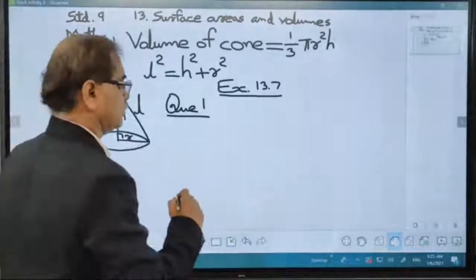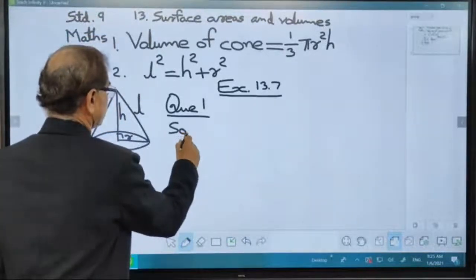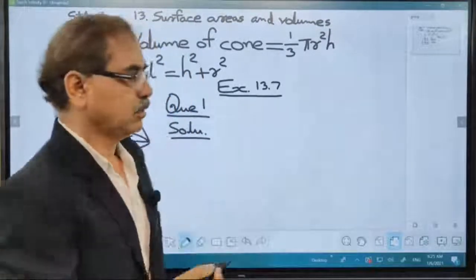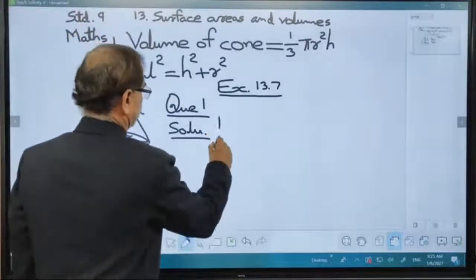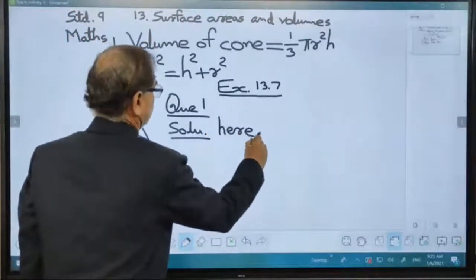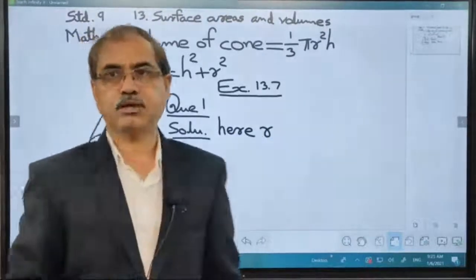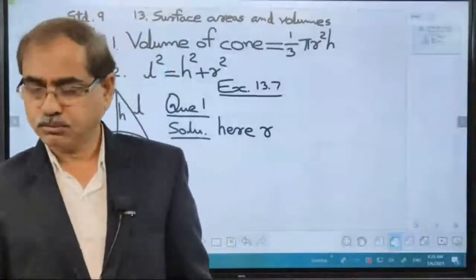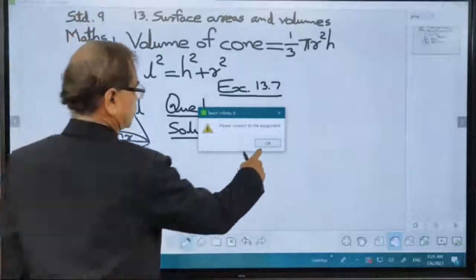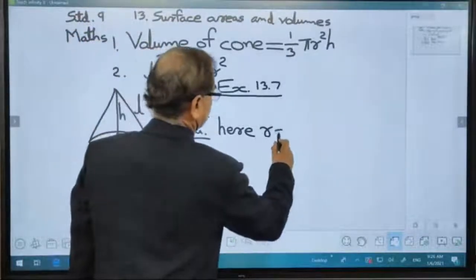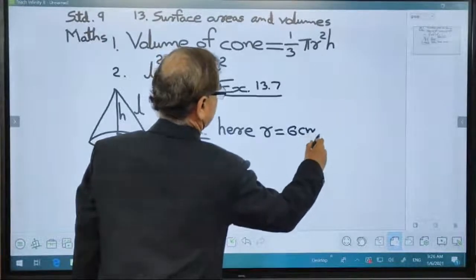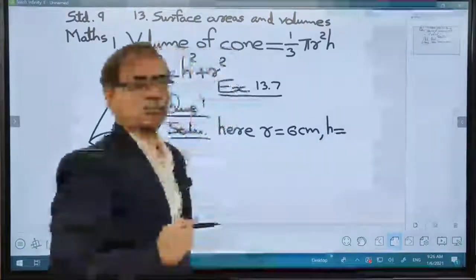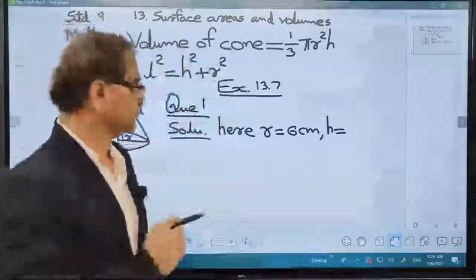So after going through the question, when you write the solution in your notebook or in the examination, you will write like this. Here, no need to write the full spelling of radius. We are familiar with the symbol of the radius, that is small r. What's the value of small r given to us? It is 6 centimeter. r is equal to 6 centimeter. Then the vertical height of the cone is given to us. Vertical height of the cone, h, is 7 centimeter.